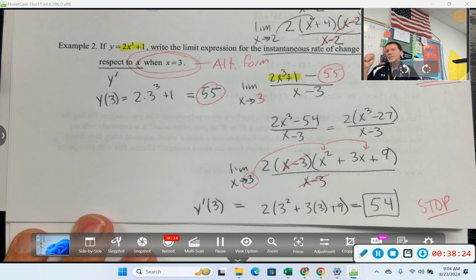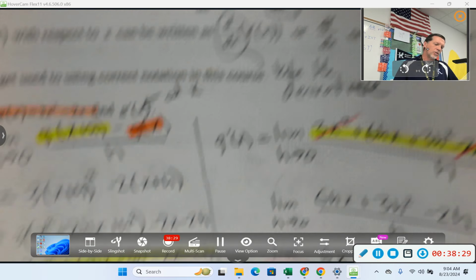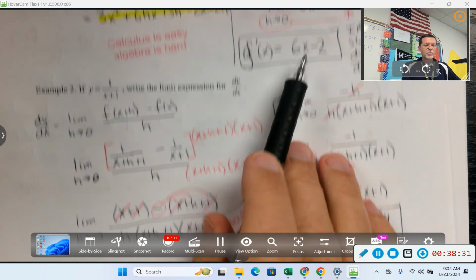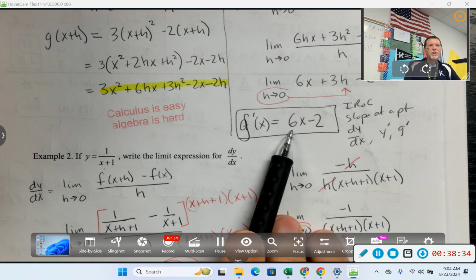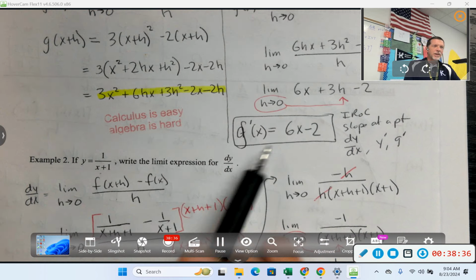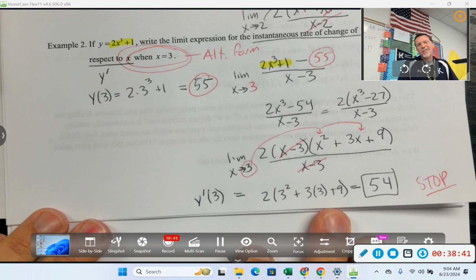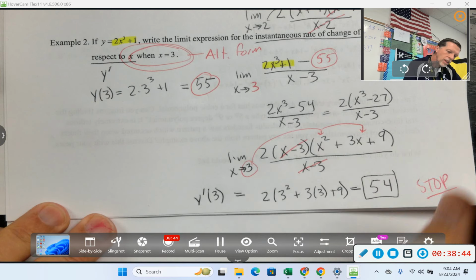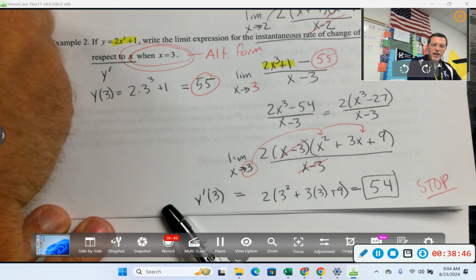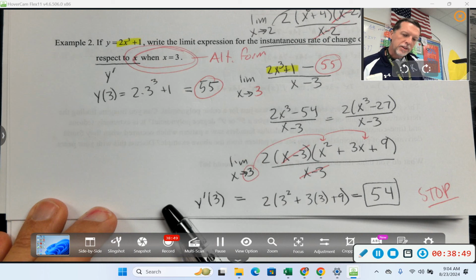So the alternative form is nice, it's short, it's sweet, but it only works at one spot. The original definition works anywhere, so that if you want to know the slope at 2 or 3 or 5, you just plug it in. So it's a little harder, but it gives you a more robust answer. Alternative form is short and sweet, but it only gives you one answer. Alright, that was a lot. That's probably the longest notes day of the unit. Looking ahead. Because we start doing shortcuts on Monday.